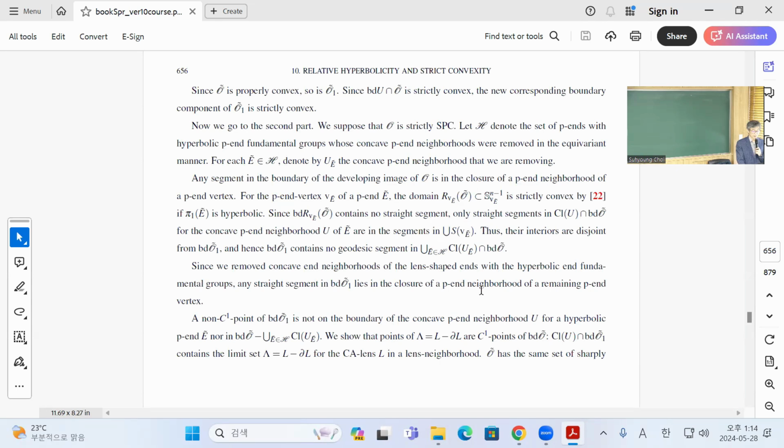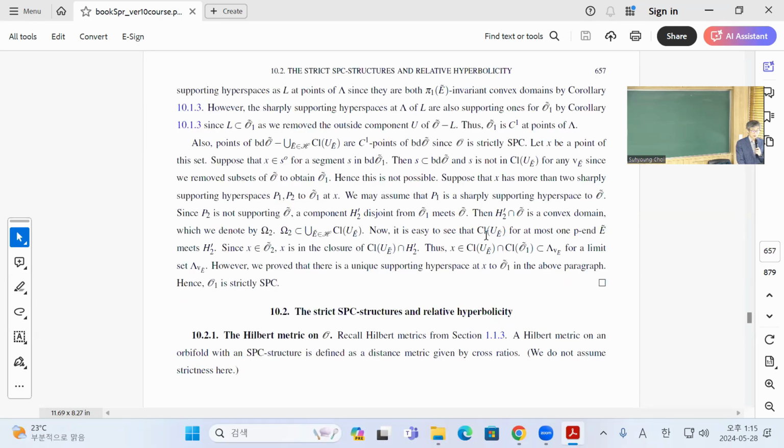So we have to look at these, and the only thing that can go wrong is actually at the boundary of L, which is a lambda set. And again, if this is a hyperbolic fundamental group, then it cannot contain any straight lines or straight segments in here. So that's the basic idea. And then of course C^1 you can do by other arguments here. Okay.